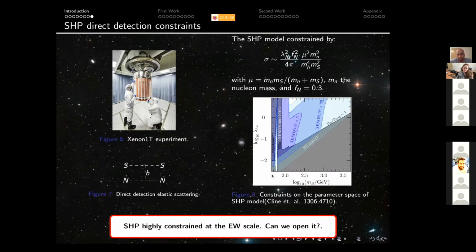Yeah. Actually, here you don't see lower masses because it is cut. The mass range is cut off at around 50 GeV. But if you go to lower masses, you have other constraints here, not only from the direct detection experiment, but coming from the width of the Higgs, the decay width of the Higgs to invisible from the LHC.